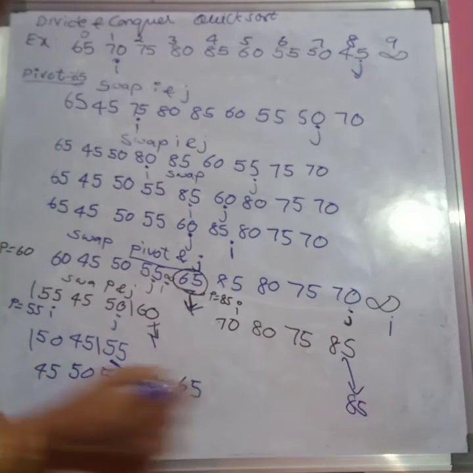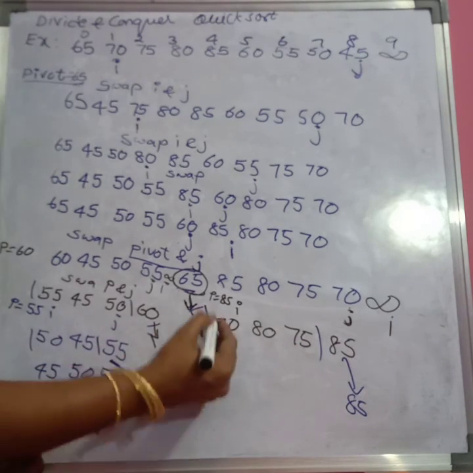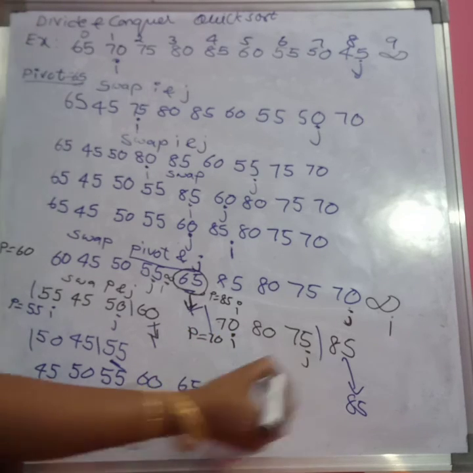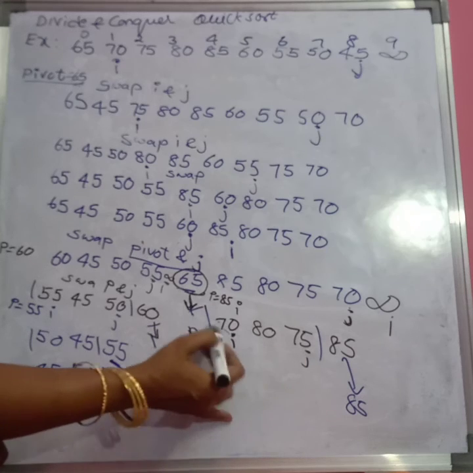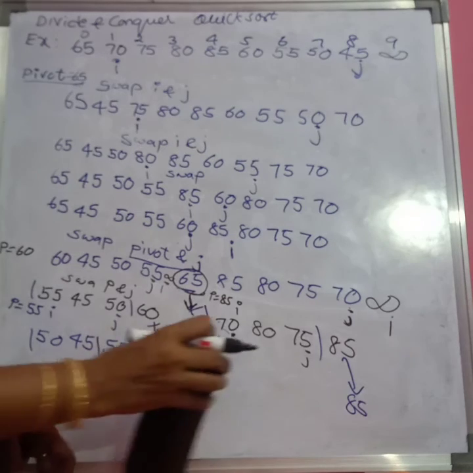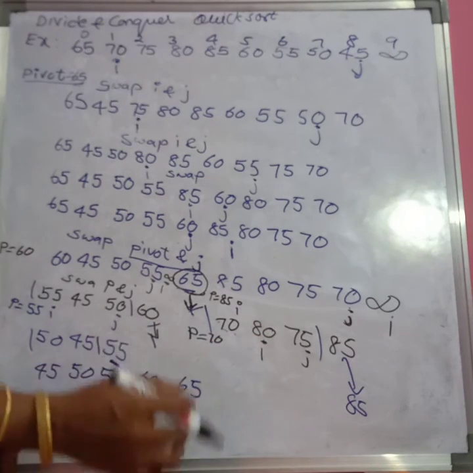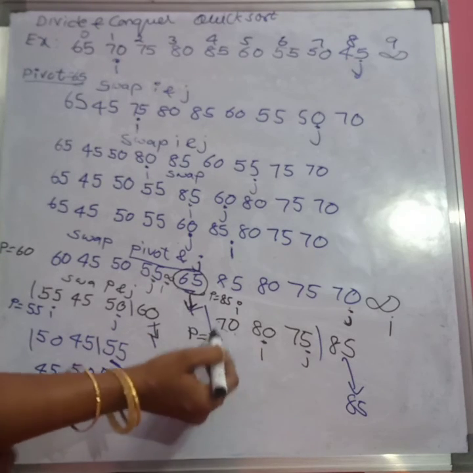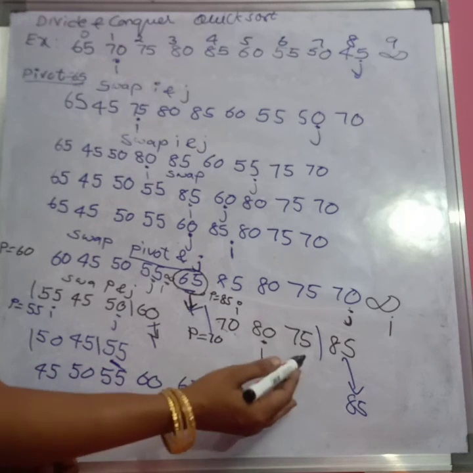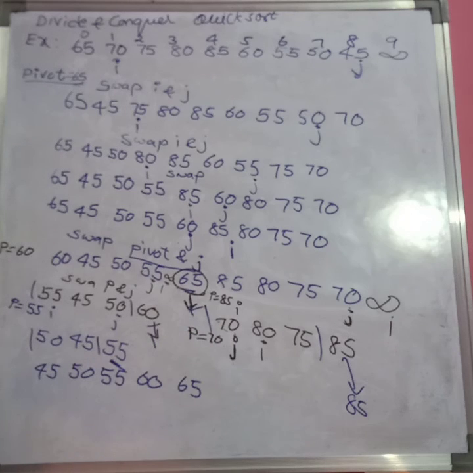This one is completed. Now the problem is from this point to this. Select the pivot element; here my pivot element is 70. The I value is here, the J value here. Increment the I value until you get an element with value more than this value. Here itself we got the element having more value than the pivot element. Now I decrement the J value until I get an element with value less than the pivot. Here I am checking, here it is more than this. So here we got the element.